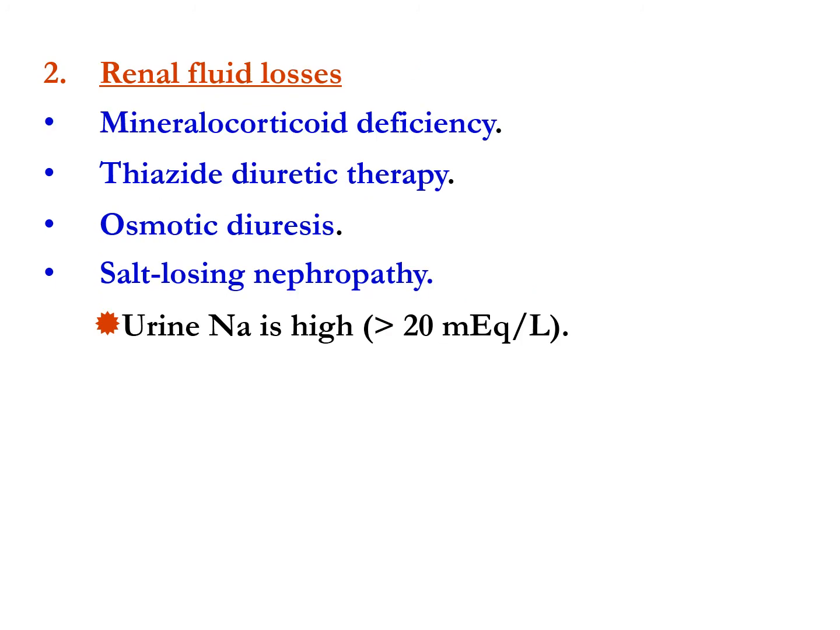The second cause is renal fluid loss due to mineralocorticoid deficiency, thiazide diuretics, as in our patient, osmotic diuretics, or salt-losing nephropathy, and the urinary sodium is high, like in our patient. So our patient has thiazide-induced hypovolemic hyponatremia.